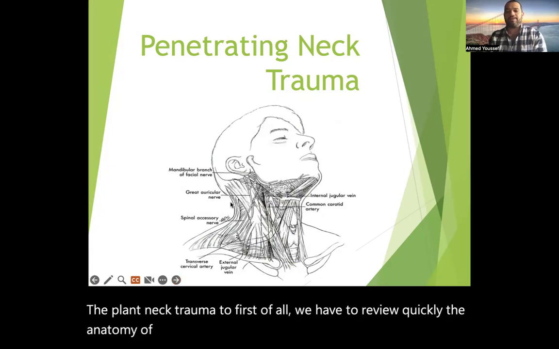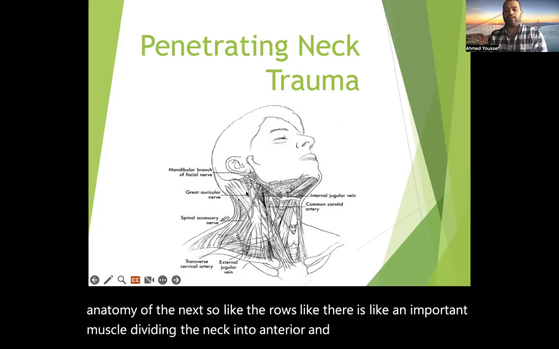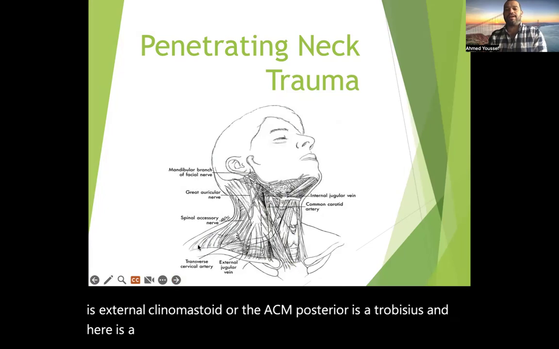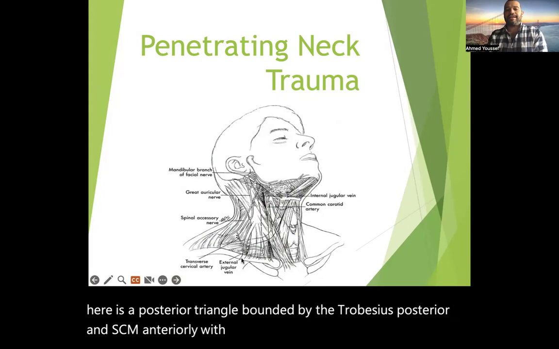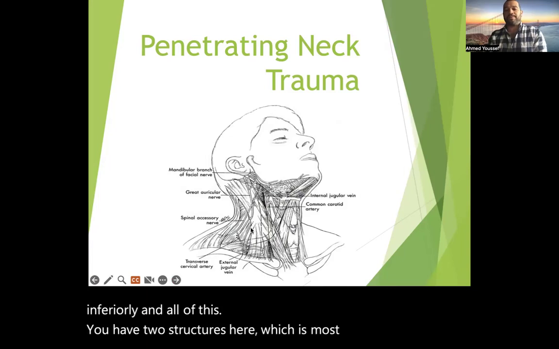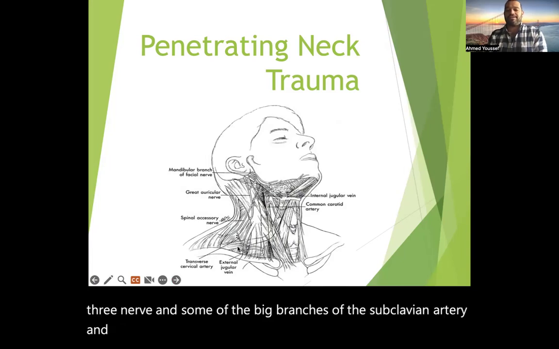There is an important muscle dividing the neck into anterior and posterior triangles, which is the sternocleidomastoid, or the SCM. Posteriorly there is the trapezius, and the posterior triangle is bounded by the trapezius posteriorly and the SCM anteriorly with its sternoclavicular end, and the clavicle inferiorly. Of all the structures here, the most important are the spinal accessory nerve and some of the big branches of the subclavian artery and vein, and the subclavian vessels down.